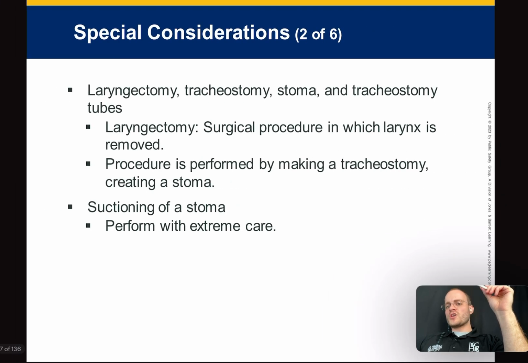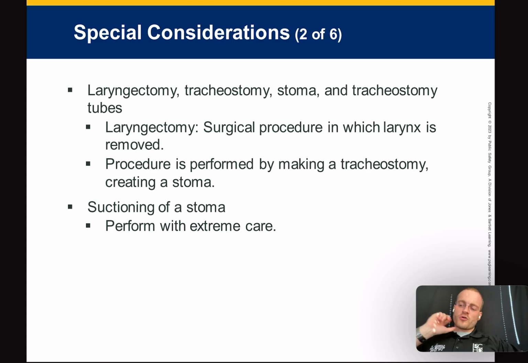So yeah, the laryngectomy, tracheostomy, stoma, tracheostomy tubes. A laryngectomy is when they remove the vocal cords. That's pretty rare, but it can happen, especially if they have cancer of that area. Because of that, they have to put a tracheostomy tube, which is the tube down here.